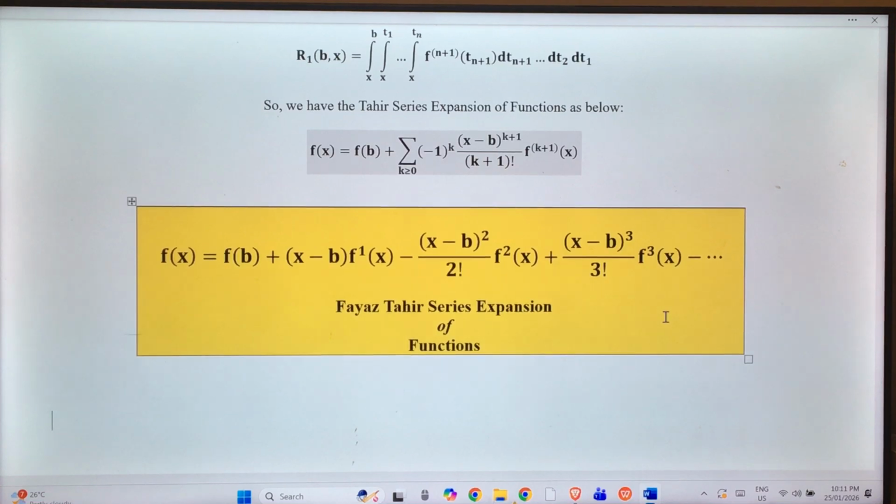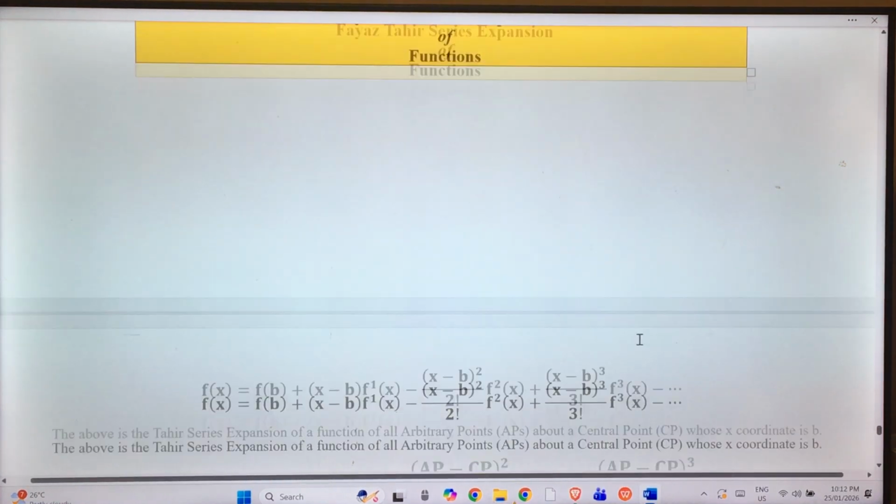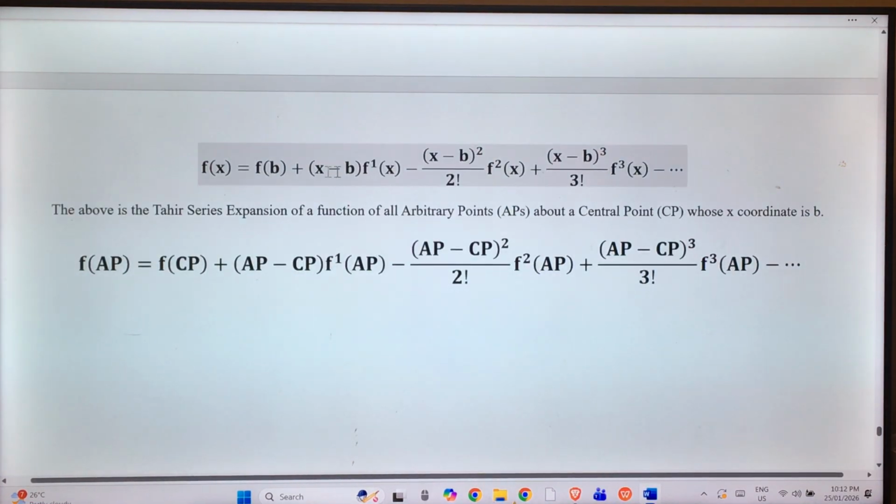In the Taylor series they take a, but here in my Fayaz Tahir series expansion of functions, I have considered the fixed point as b. I mean the x coordinate of that point, x is equal to b. Okay, so this series has got more interior information of the function, and this series also says that the information of the function value is hidden in the information of the derivatives at that point of the function, which is very important, and it's going to make a big difference.